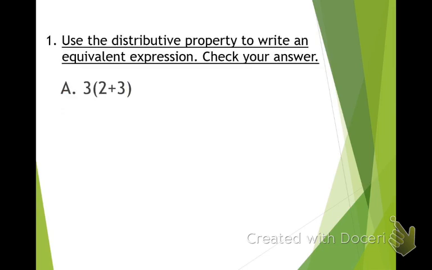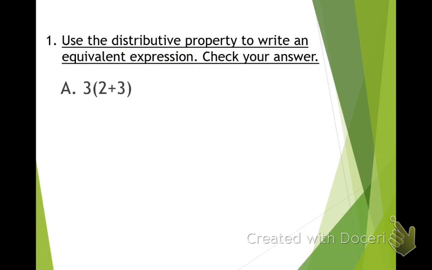The first example is just like the first few examples you're going to see on your homework tonight. It says to use the distributive property to write an equivalent expression and then check your answer. Let's talk about this word right here, equivalent. What does that mean? Equal, okay? Then if it says expression, does that mean I have to come up with an answer? It does not, okay? An expression is simply when you're adding or subtracting different numbers or letters. So all we're doing first off is coming up with an equivalent expression.